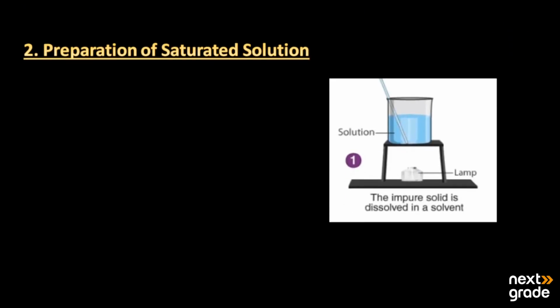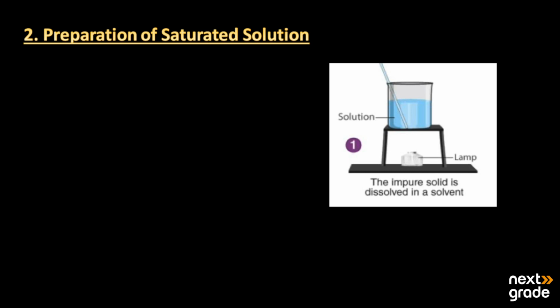After the choice of the solvent, now we have to prepare the saturated solution. So how can we prepare the saturated solution? The substance that we need to purify must dissolve in the solvent, and we have to add that substance to the solvent. We just gain the saturated solution.